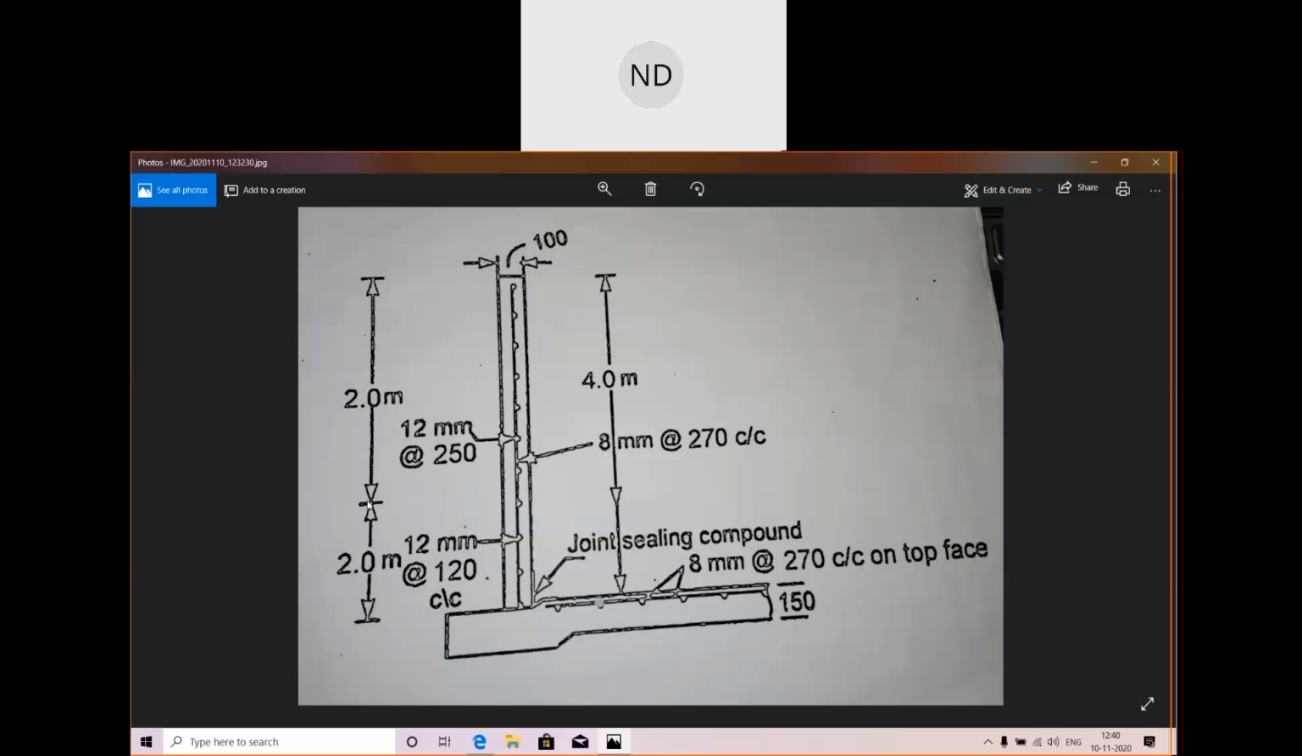We had provided area of steel here. The main bars were how much? 12 mm at 120 mm center to center. These are the main bars. Then at 2 meter from the top we had how much? 12 mm diameter bars at 250 mm center to center. We had calculated this.